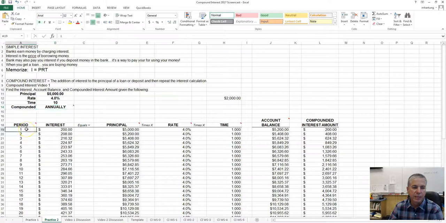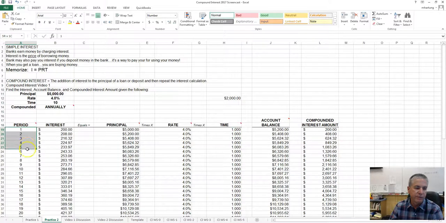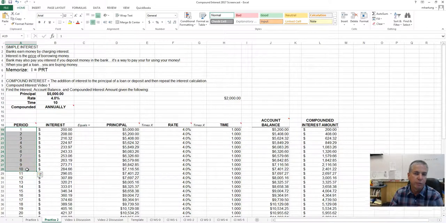That's why we've got time as a 1 here, because as you recall in our formula, I equals PRT, T must be in terms of 1 year, and so we don't have to do any conversion. We just put a 1 because it's already going to be 1 year. Now these periods here, 10 of these represent a time frame of 1 year.